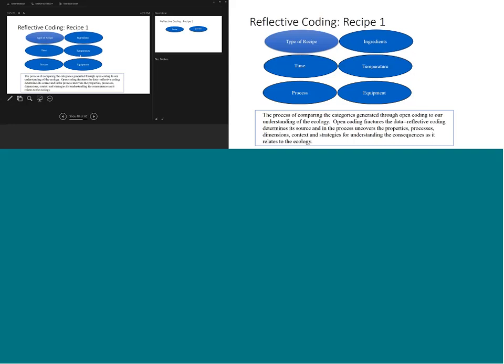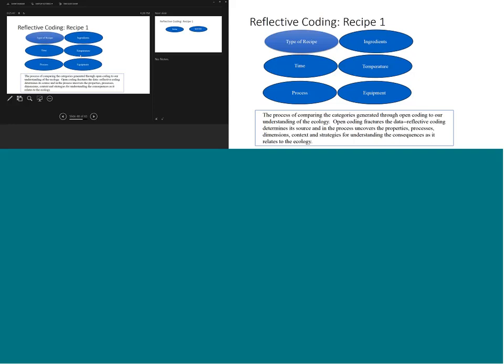So open coding fractures the data. Axial, or reflective, coding determines its source, and in the process uncovers its properties, its processes, its dimensions, the context, and strategies for understanding the consequences as it relates to the ecology itself. So again, we're just starting to bring back what we fractured in open coding.